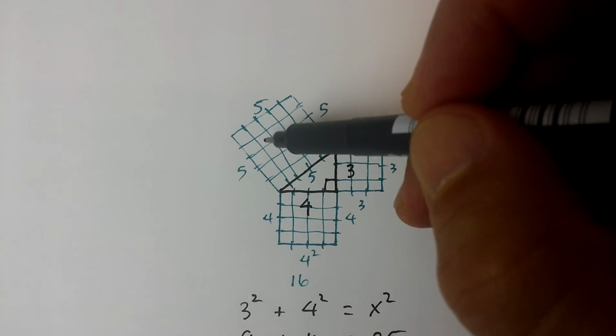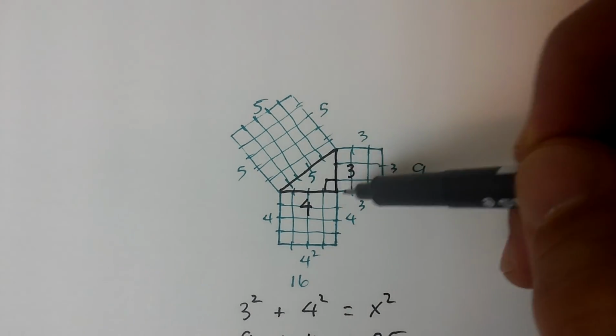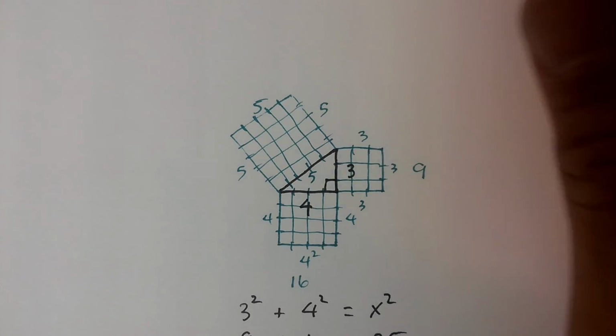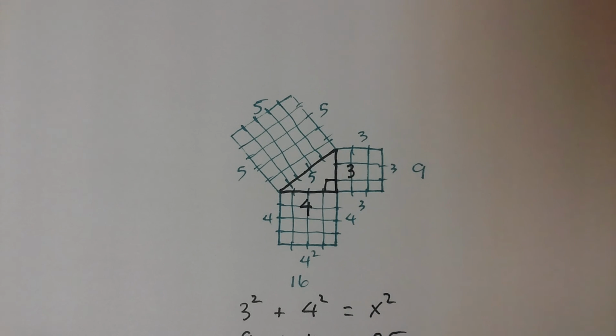But really, you can think of these in terms of the areas of the boxes formed by the different sides of the triangle. And that briefly is where the Pythagorean Theorem came from. Hope that was helpful.